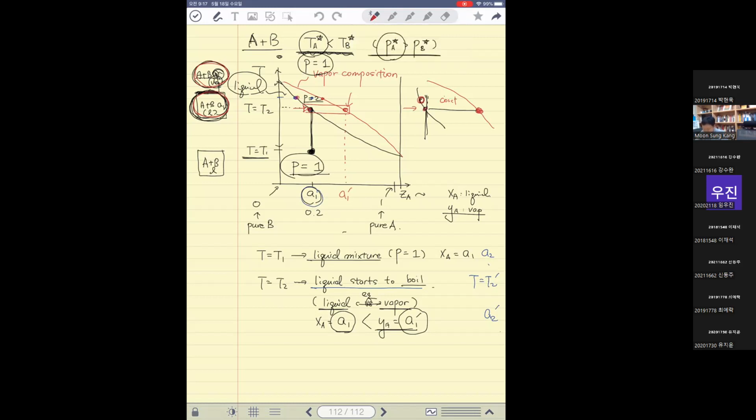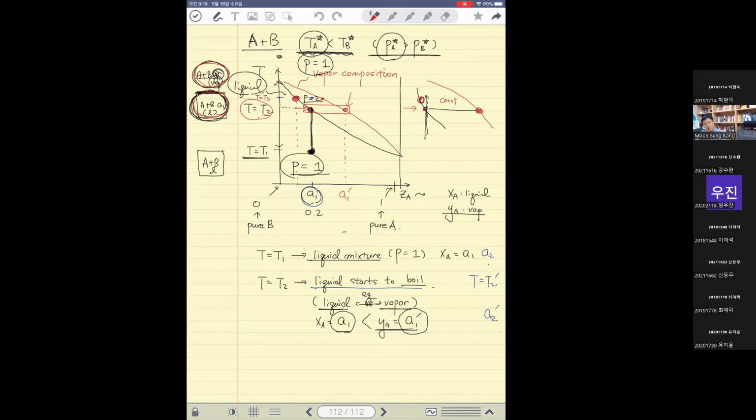Why is the liquid phase composition at T equal to T3 lower than the composition at T equal to T2? That's because more A has evaporated and become the vapor phase, right? Therefore, in the liquid mixture, you would have less A than you had at lower temperature, right? So now the composition of the liquid phase is lowered.